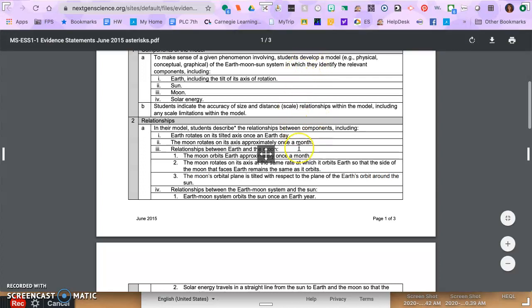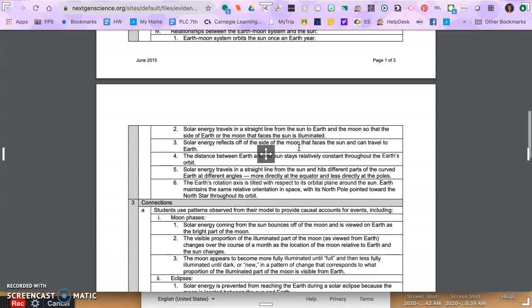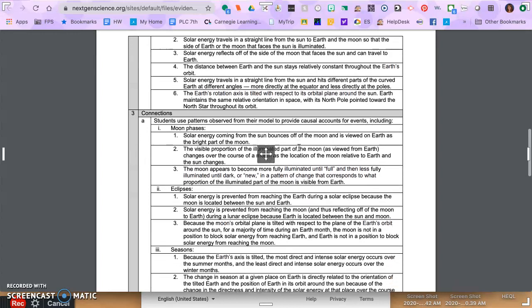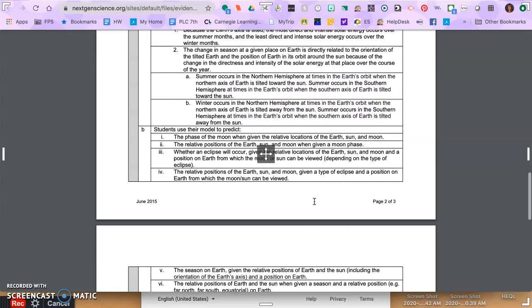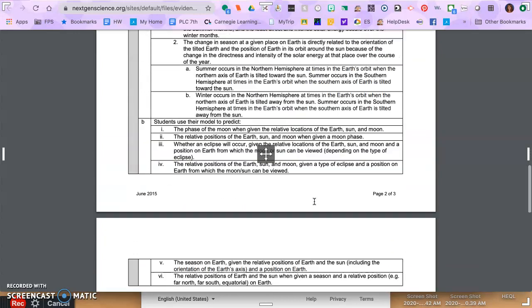So this gives some more clarification. So these evidence statements are very helpful when you are planning your lessons. So if I was going to do the seasons, I would be looking at this to make sure that these are things that I have in my lessons. So the performance expectations are super helpful.